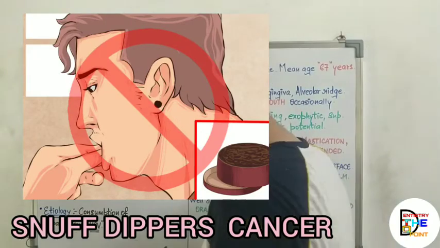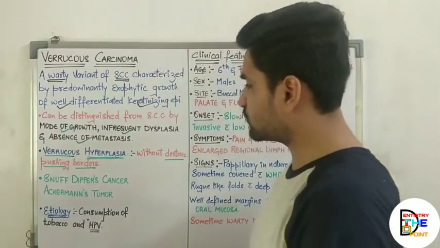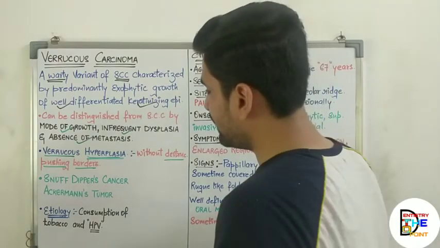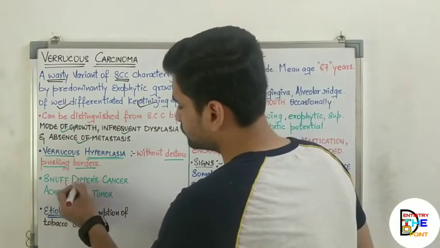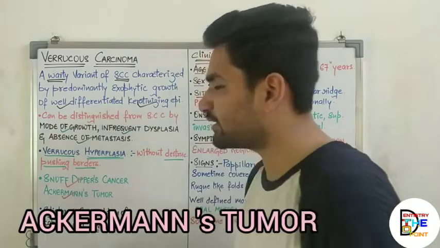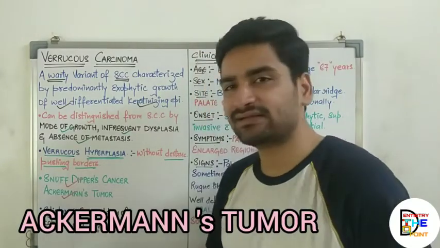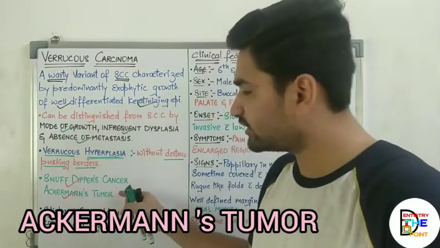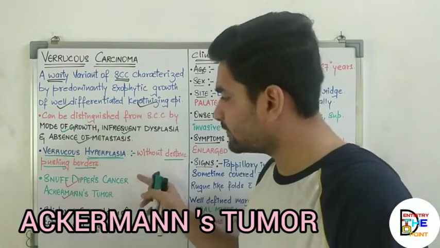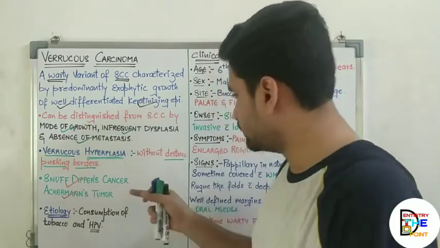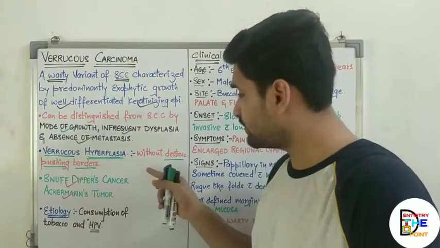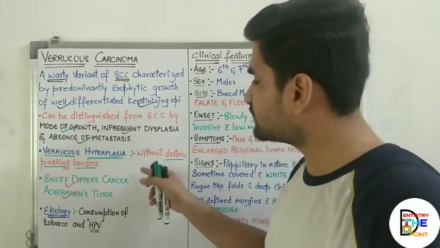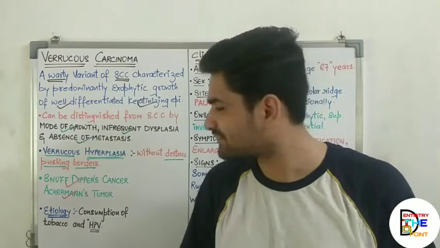Next, verrucous carcinoma is also known as snuff dippers cancer. Now why is this called snuff dippers cancer? Because it is most commonly seen in people who are engaged in snuff dipping, and it is also known as Ackermann's tumor, because Ackermann identified and described this. So Ackermann's tumor and snuff dippers cancer are the two other names of verrucous carcinoma.